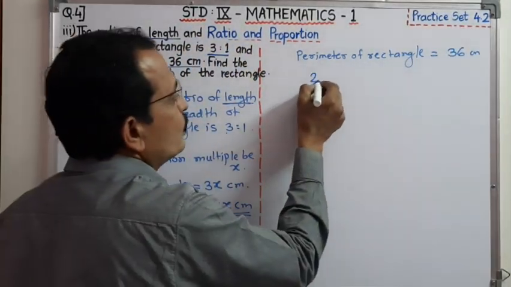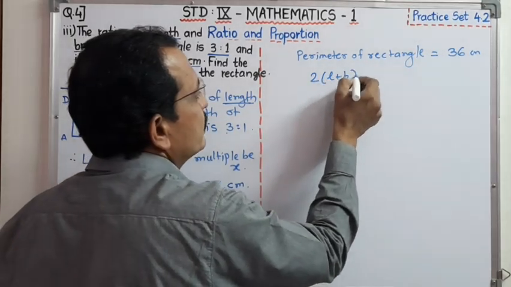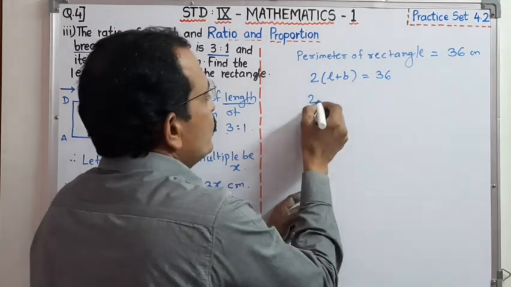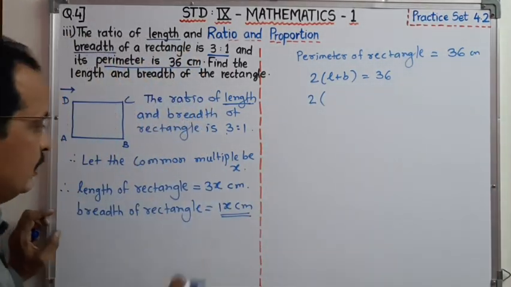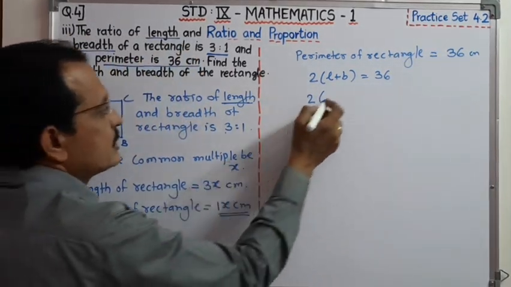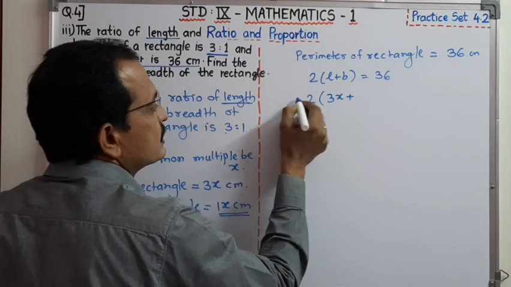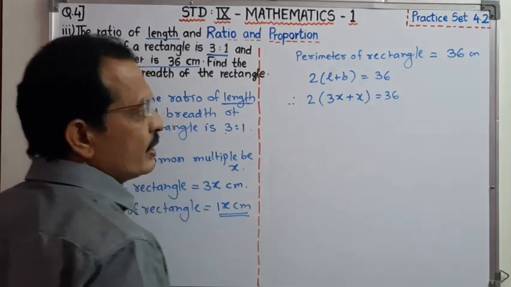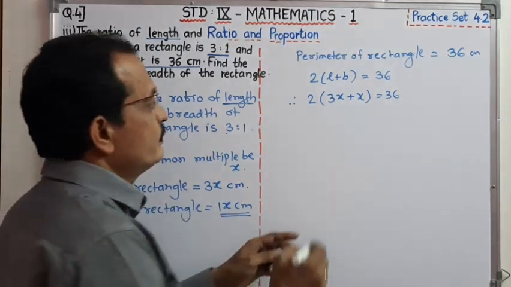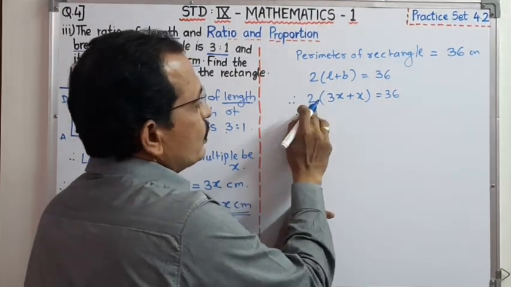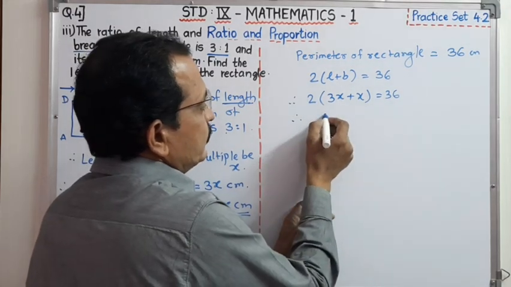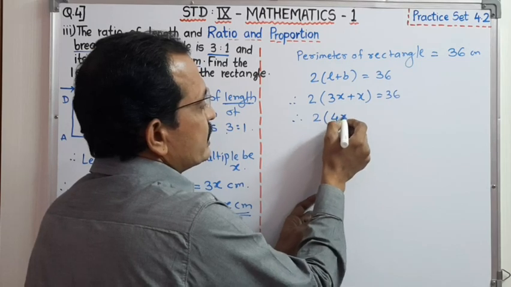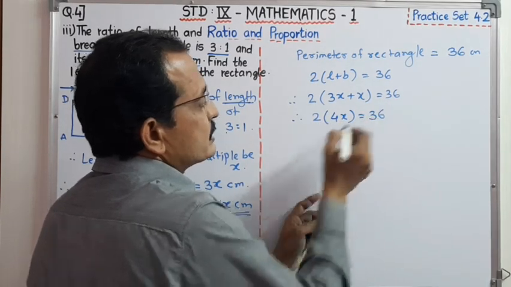We can write here 2 into (L plus B) is equal to 36. Now dear student, 2 into what is L? L means length, it is 3x, plus B means x, is equal to 36. Dear student, we have to solve this, very easy. We can take 2 into 3x plus 1x, it is 4x is equal to 36.